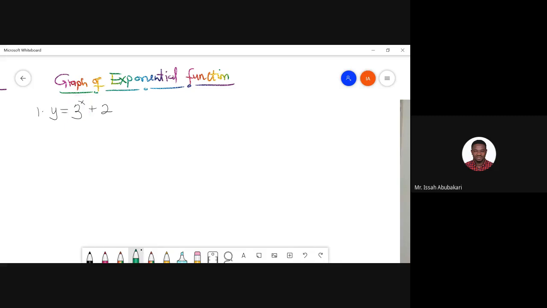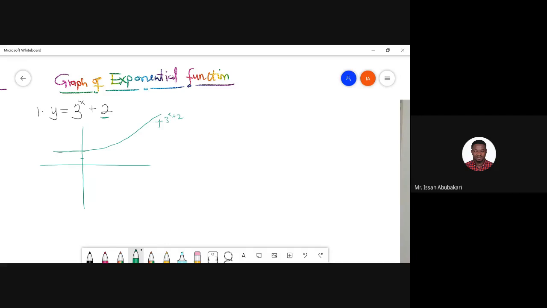At the end, we are going to have our graph looks like this. Because of this 2, we'll go up on the y-axis 2 points. So we have 1 and 2 here, right? At the end, our graph will start from here and it will increase like this. So y is equal to 3 exponent x plus 2 will look like this. This is an increasing graph from 0 and 2. The y asymptote becomes 2.